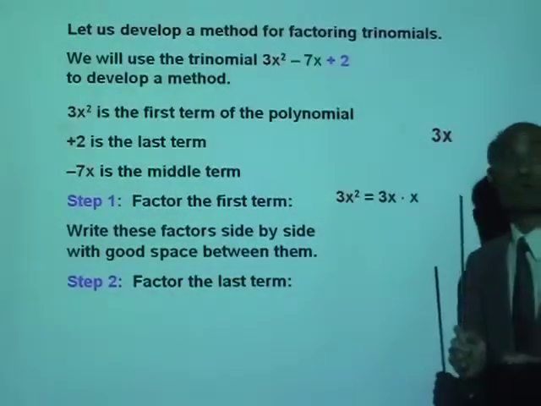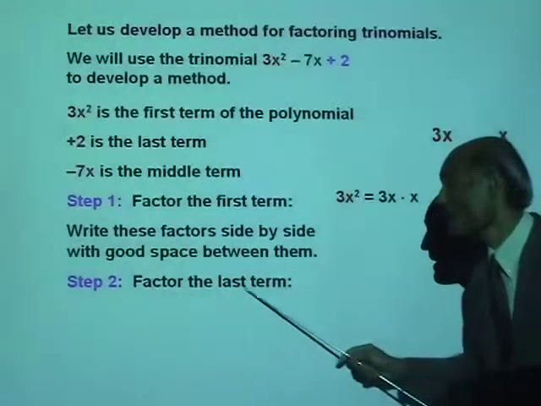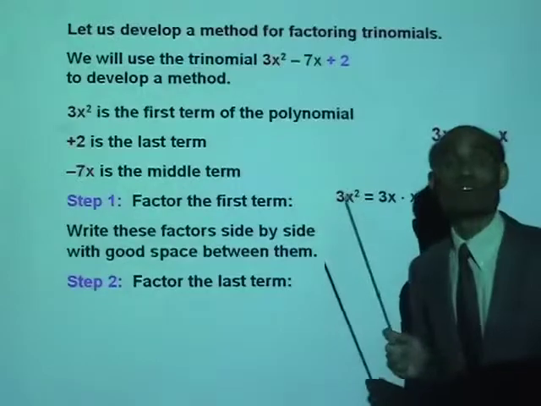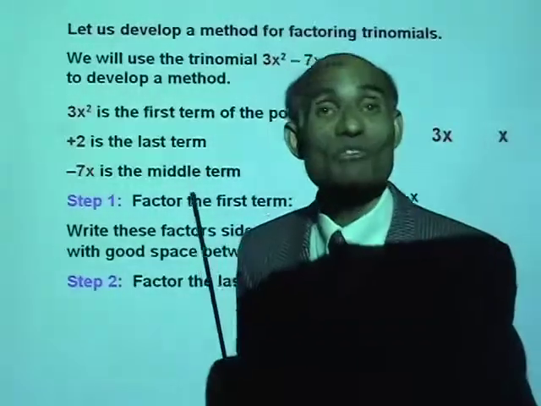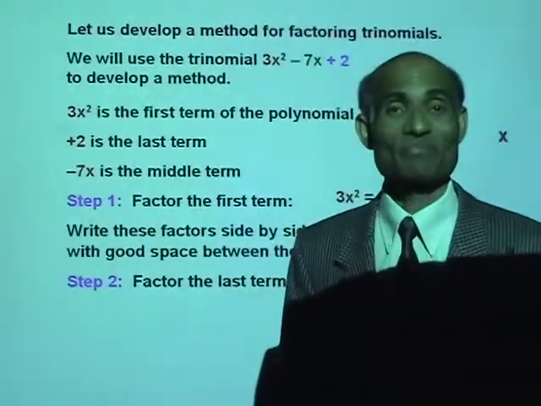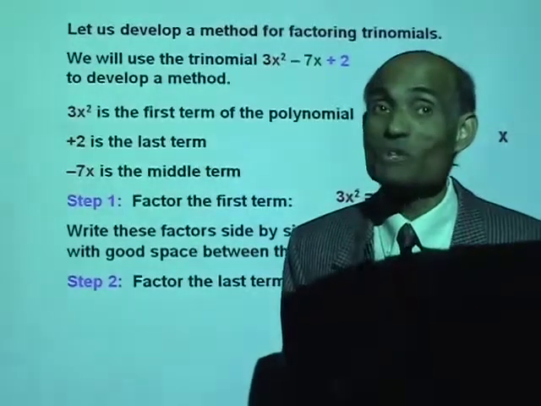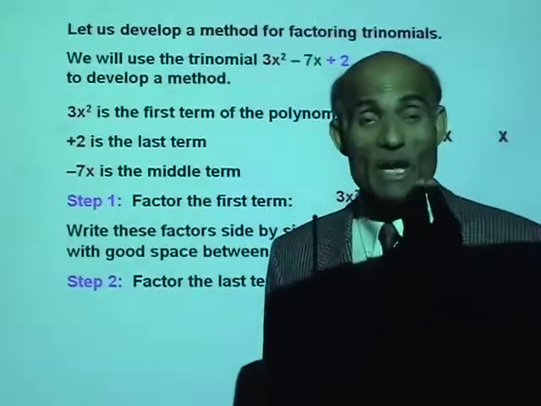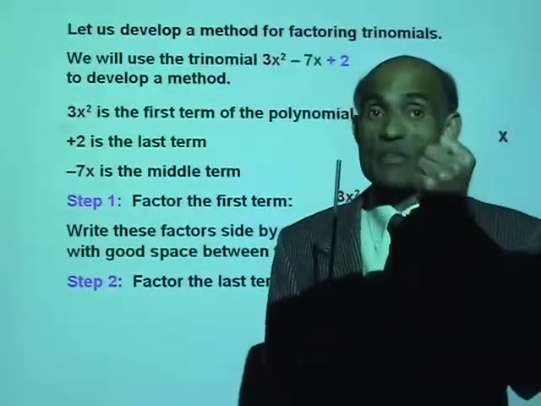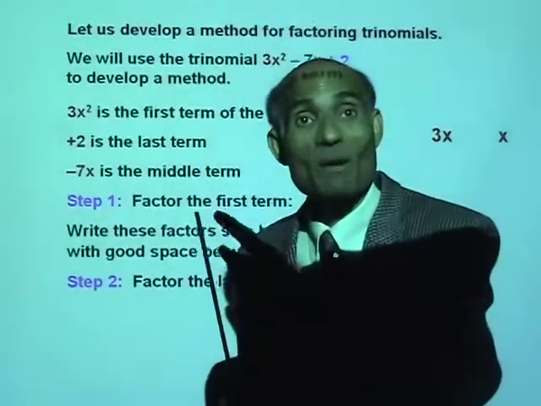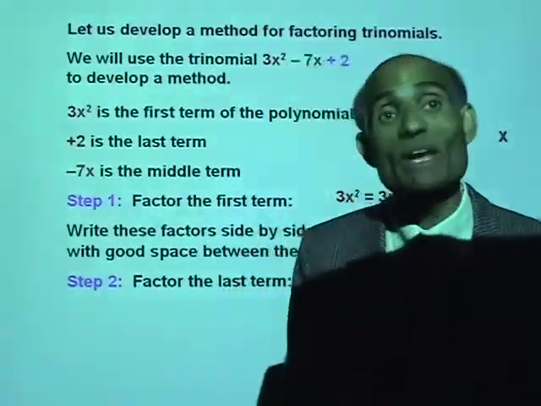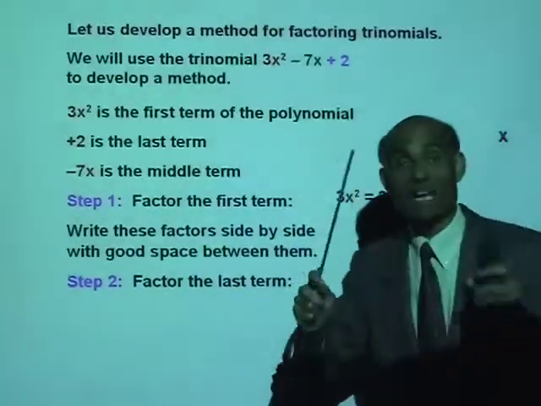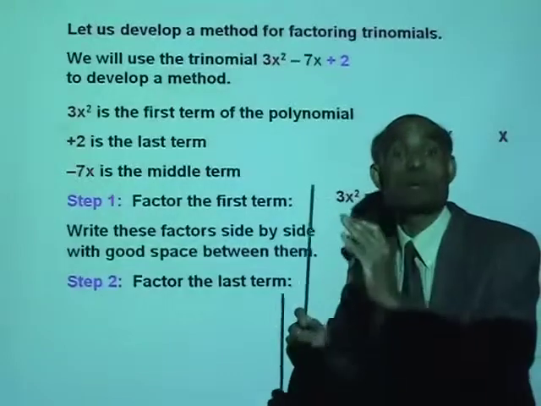Alright, what is step 2? Step 2 is factor the last term. What is the last term we have? Positive 2. Can you factor that positive 2 for me? Now you would tell me, well, 2 is a prime number, we cannot factor it. But remember, any number can be factored as that number multiplied by 1. So what is one way to factor positive 2? Positive 2 can be factored as positive 2 times positive 1.